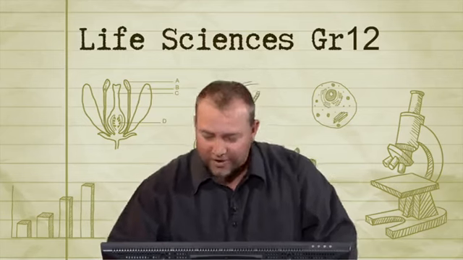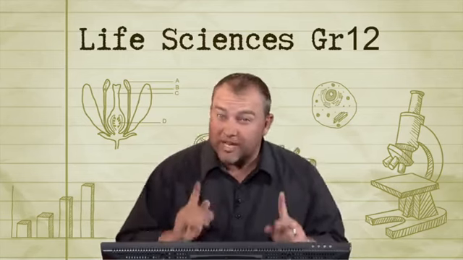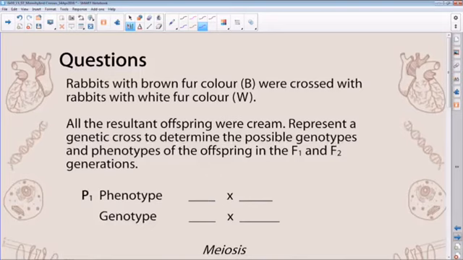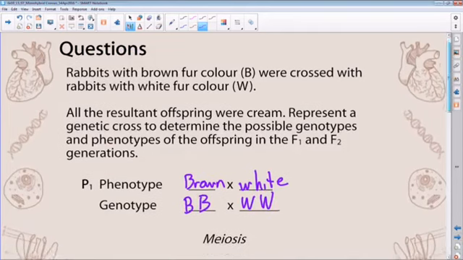Okay, let's have a look at the results that we got. We're going to go through this quickly, so you've got to listen. The phenotype of the parent, remember we said, was brown, and the other one was white. We said that we were going to use capital B and capital W, homozygous. Yes, we can use W in this because there are no small letters.